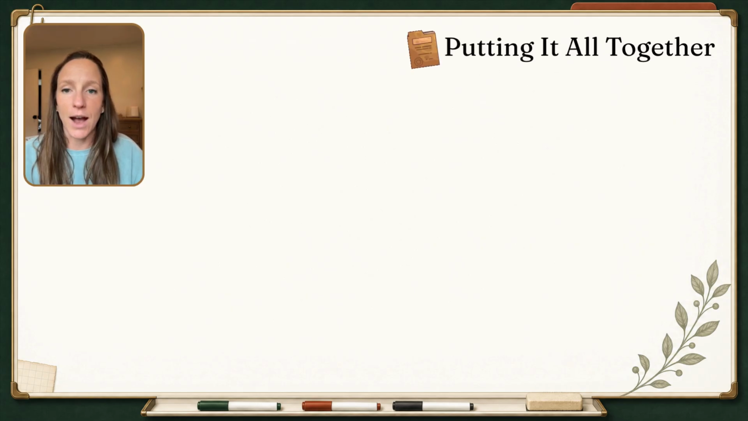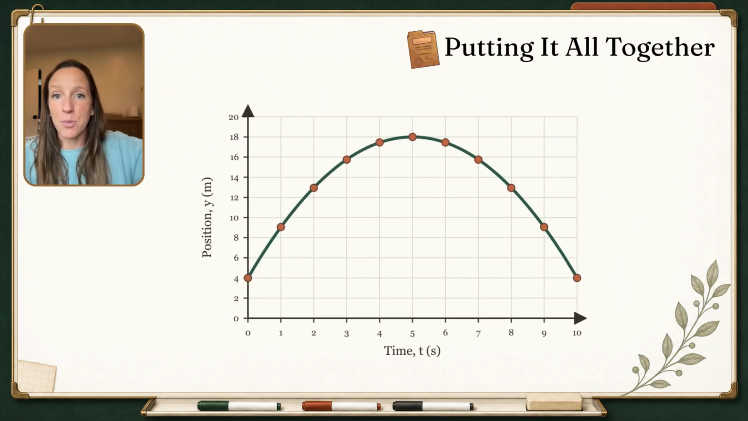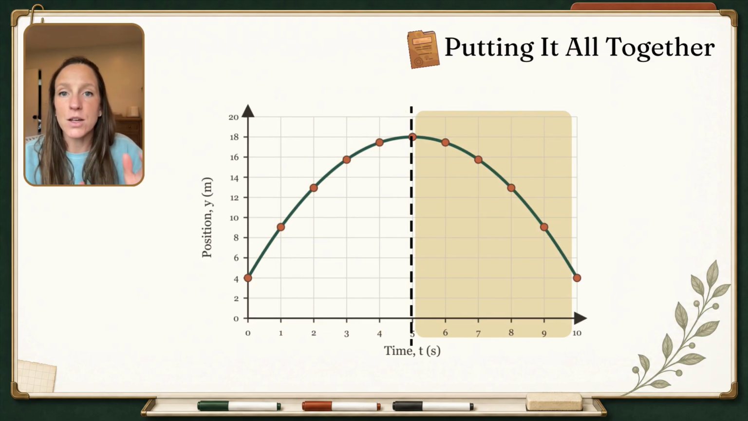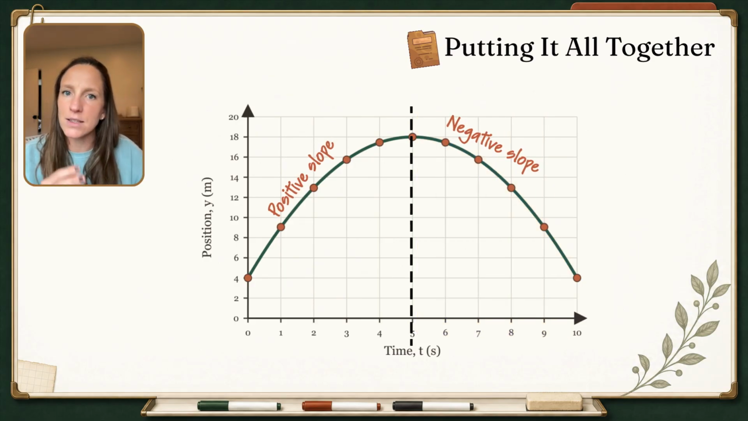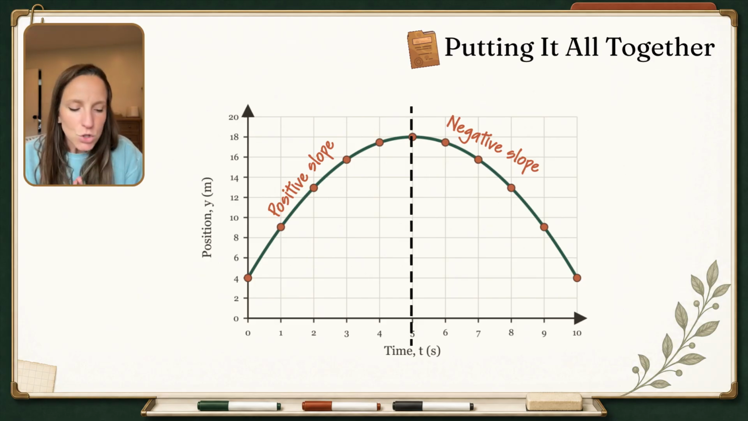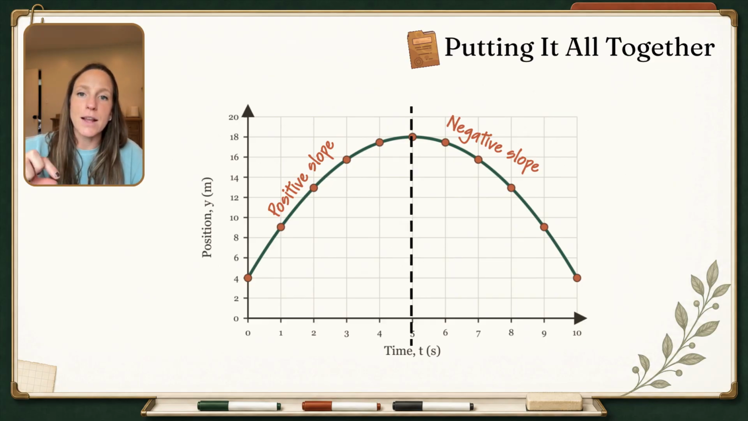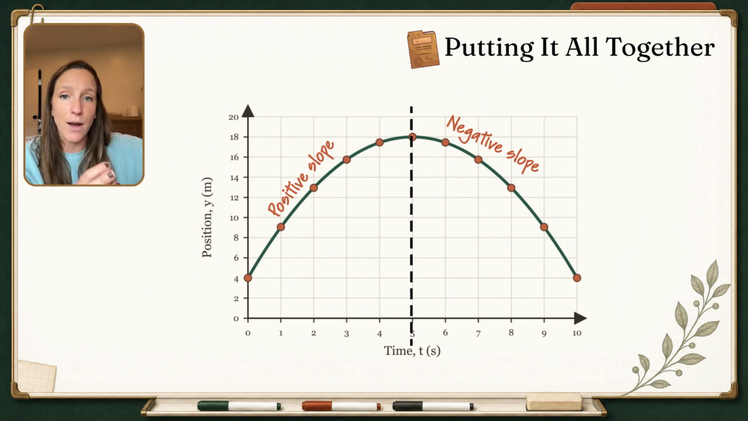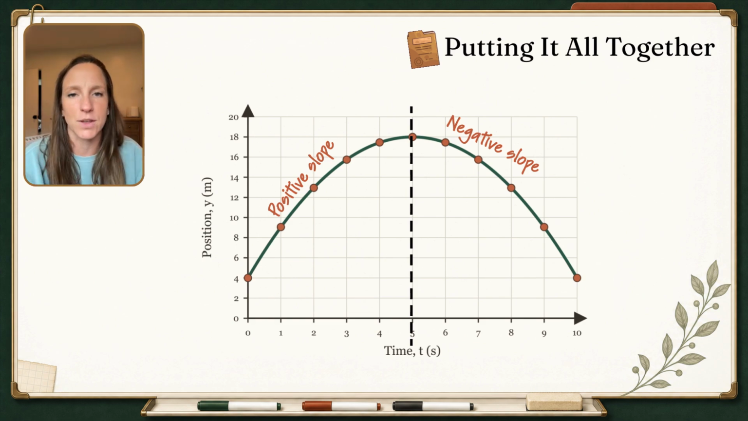So here we see a graph that looks like an upside down parabola. So we'll split this graph in half and look at the left side versus the right side because we have a change in the trend of our slope. And that happens right after the midpoint here, our maximum height. So this graph would be consistent with an object that's initially moving upward and then comes back down. So if you throw something in the air and it comes back down, this is a position versus time graph that would match that scenario.